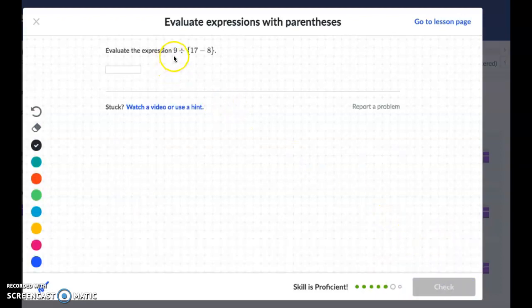Evaluate the expression 9 divided by 17 take away 8. Again, we're going to do our 17 take away 8 first. 17 minus 8 is 9. And then I'm going to come back and do 9 divided by 9, which is 1.